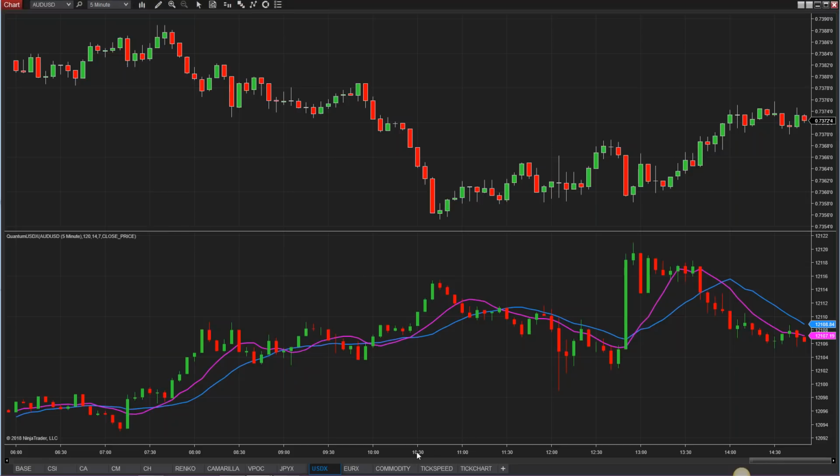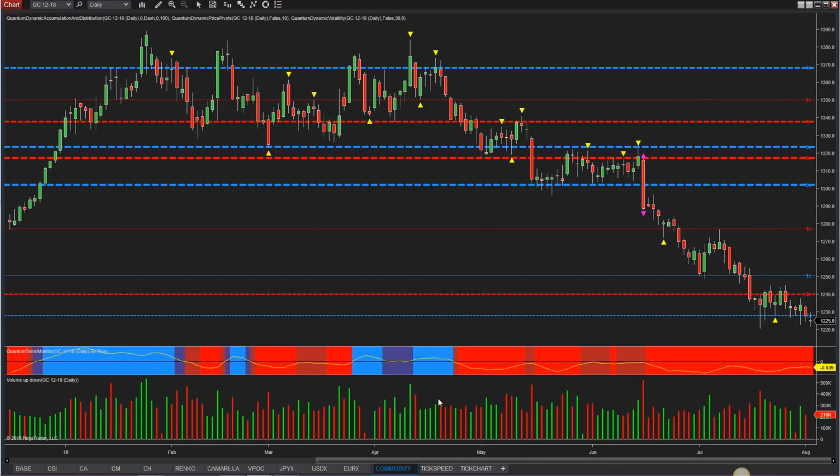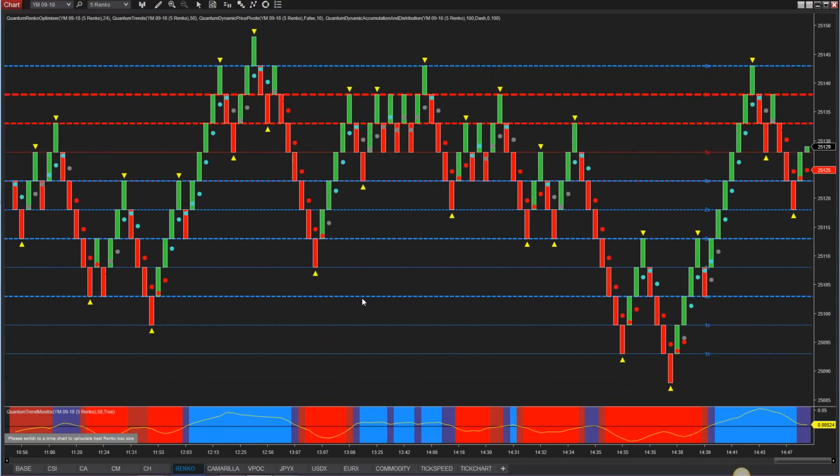If we just go over, I've also got, let's see, what have we got? That was the daily chart for that. Let's go to the Renko. This is for the YM here. This is a new indicator we're just about to release. If you have the full Ninja indicator package from Quantum, then you will actually get this as a free add-on to your full package.